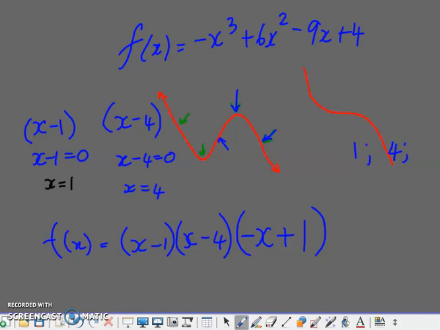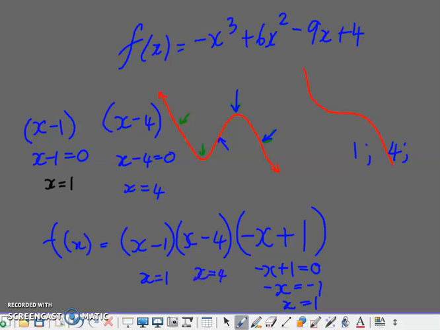So my factors are x minus 1, x minus 4, minus x plus 1. Notice at this stage here is the same value. X will be equal to positive 1 here also, because if I say negative x plus 1 is equal to 0, negative x is equal to negative 1, that means x is equal to 1, and I have x is equal to 1 over here, and I have x is equal to 4.